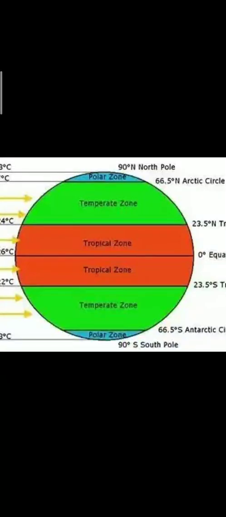Hi kids, now you all know what are the parallels of latitudes, correct? The parallel circles from the equator to the poles are known as parallels of latitude. Which are the important latitudes?